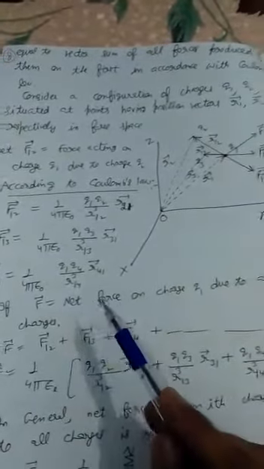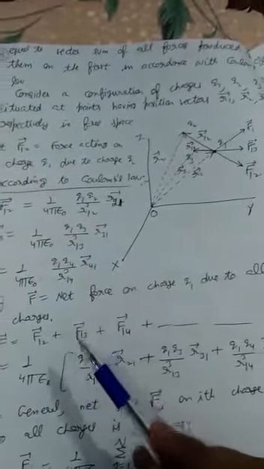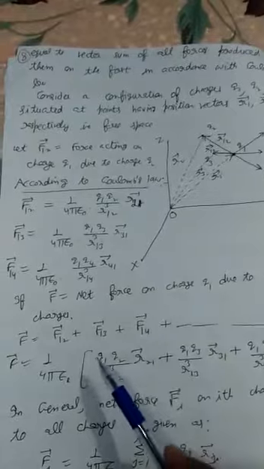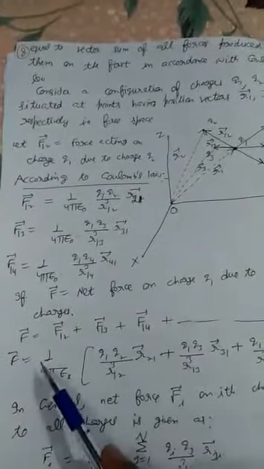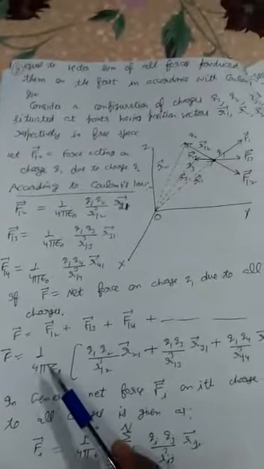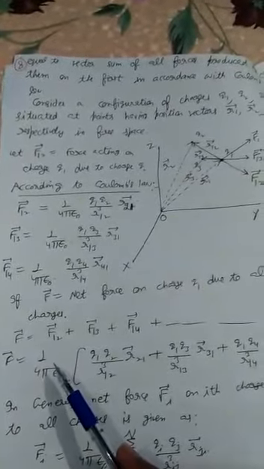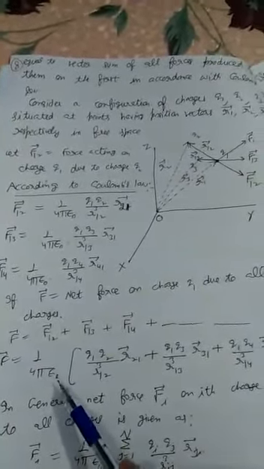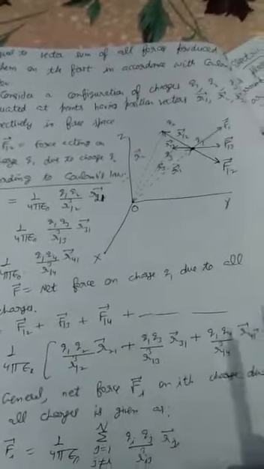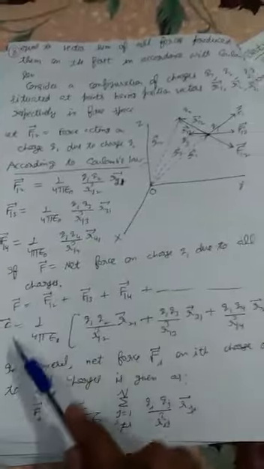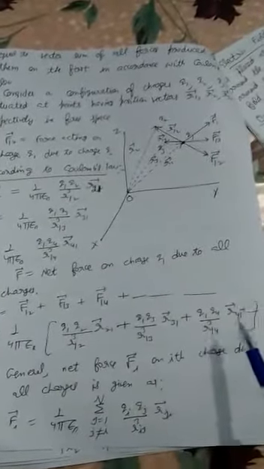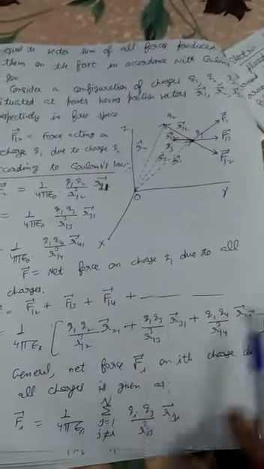Then the total force acting on charge 1 due to all the charges is equal to, here we will add all the forces, then we will take the common term. The common term is 1 upon 4 pi epsilon naught. Then put all the values in the bracket. This is the result for the total force acting on any charge due to all the charges.